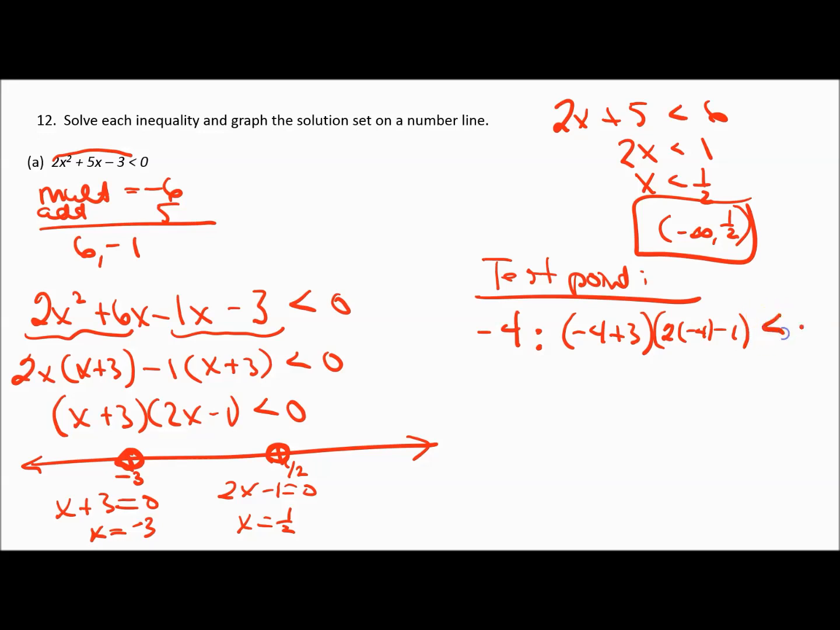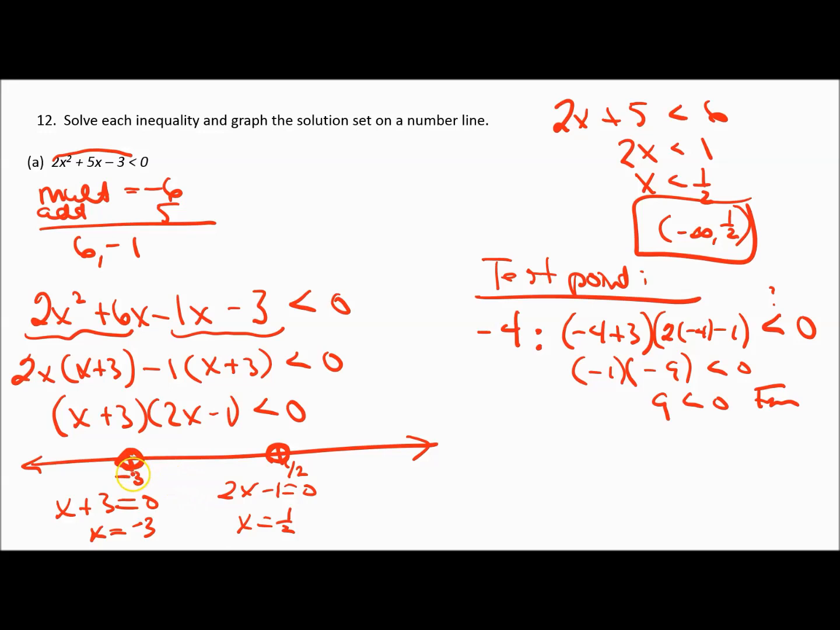The question is, is that less than 0? Well, negative 4 plus 3 is negative 1, times 2 times negative 4 is negative 8, minus 1 is negative 9. But that gives you positive 9, and that's false. So I do not shade in this area over here on the left where the negative 4 came from.